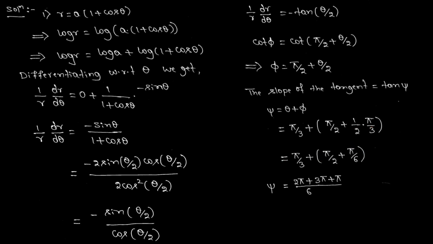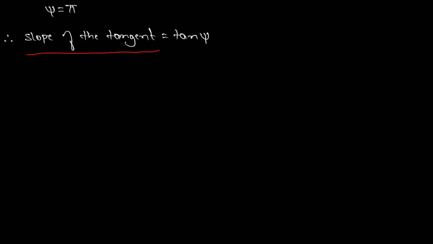Yeah, if you take the LCM of 3, 2 and 6, you will get 6 as the LCM, and in the numerator part you will get 2 pi plus 3 pi plus pi, which gives 6 pi by 6. 6 gets cancelled. Therefore psi is equal to pi. Therefore the slope of the tangent, that is tan psi, is given by, in the place of psi we will substitute pi.